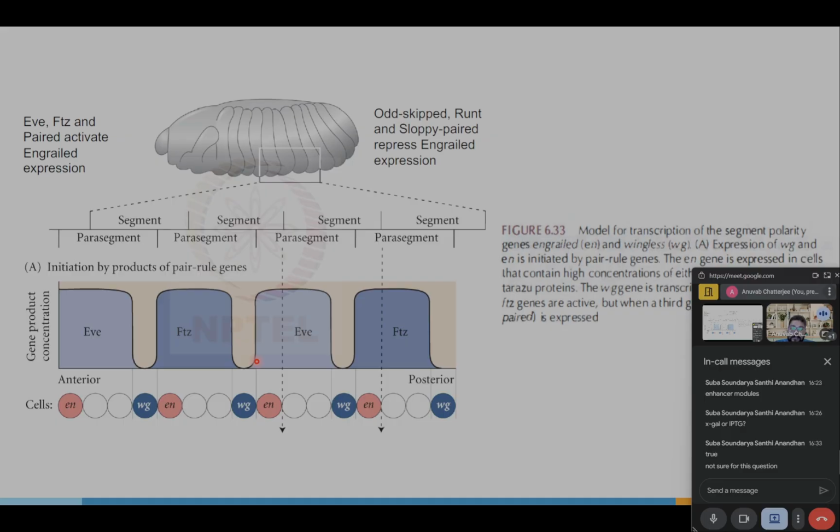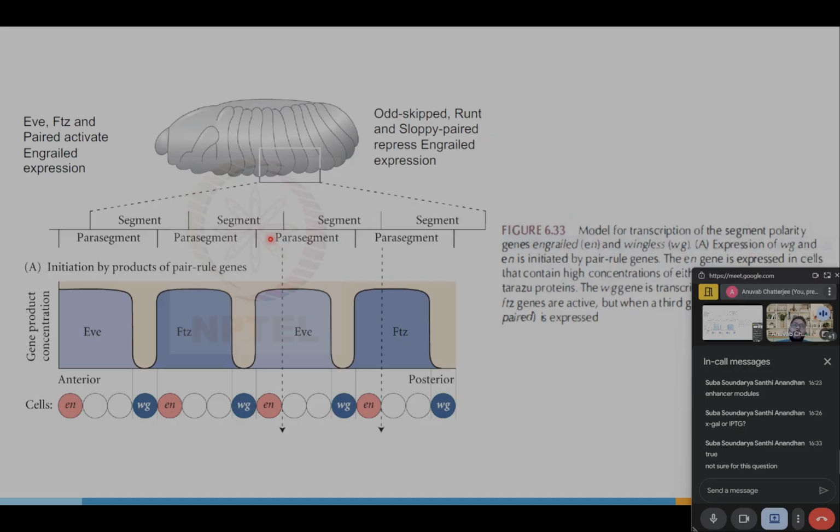As we said, segment polarity genes are expressed at either the anterior or posterior side of a segment. So we have engrailed right here, which is expressed at the anterior end of each parasegment, and wingless at the posterior end of each parasegment. You can see right here it is wingless at the posterior end and engrailed at the anterior end of each parasegment. But how exactly are their expression patterns determined?